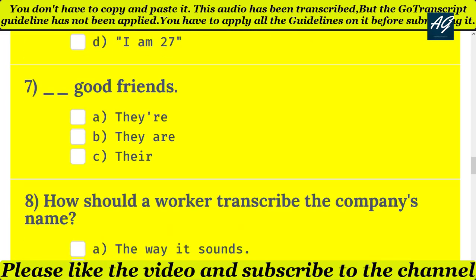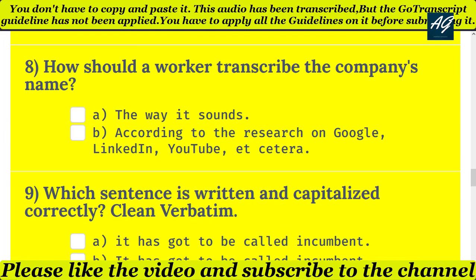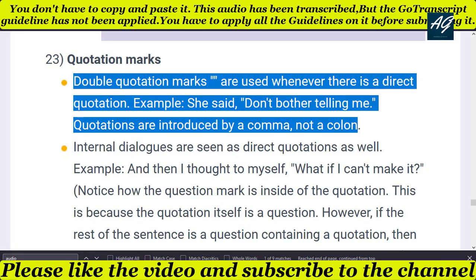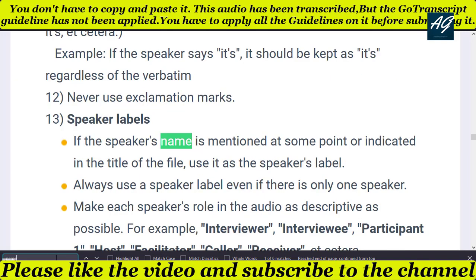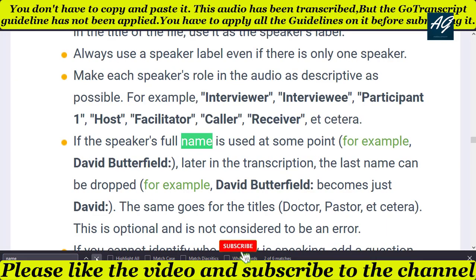The seventh question is a grammatical question, and the question is, dash good friends. The answer is A and B. A and B are both correct answers of this question. They are. So let's move to the next question, the eighth question. How should a worker transcribe the company name? If you read the GoTranscript guideline related to company names, you easily understand which one is the correct option.